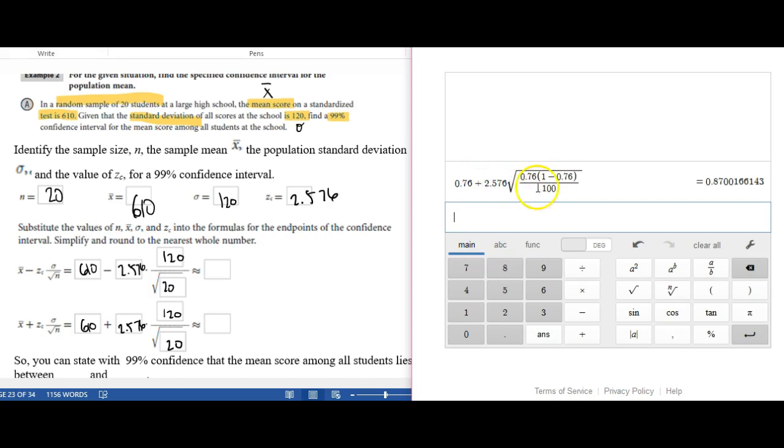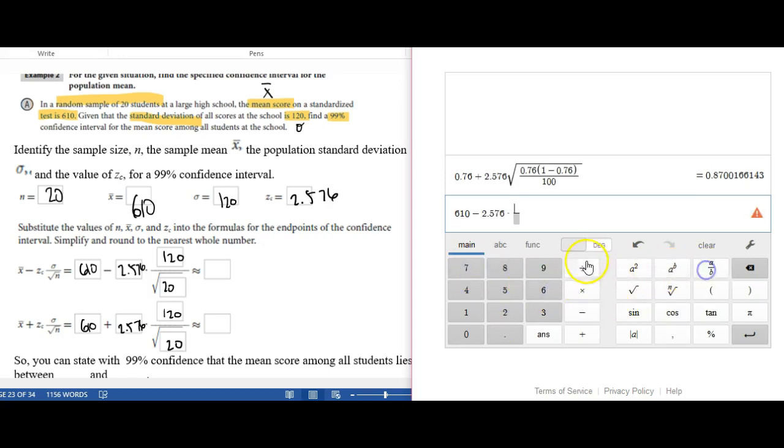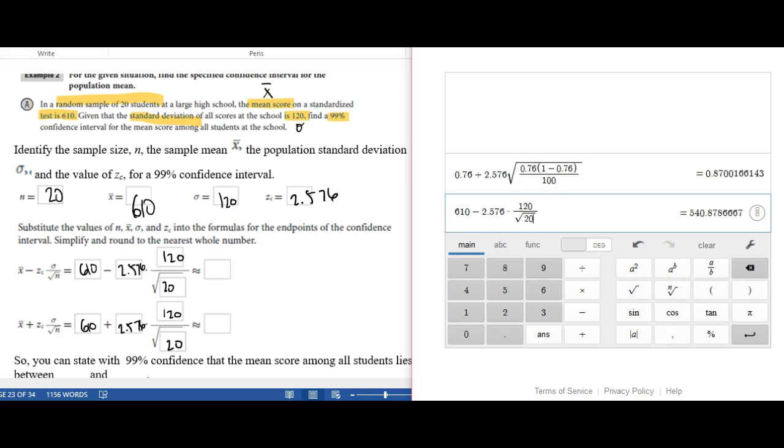As you can see, I left some of the work from the last one. You can always do that by pressing enter, and it pops your last calculation up top, and it keeps a history, much like text messages or anything else in technology. So let's type in our first one: 610 minus 2.576 times our fraction, which is 120 over the square root of 20.